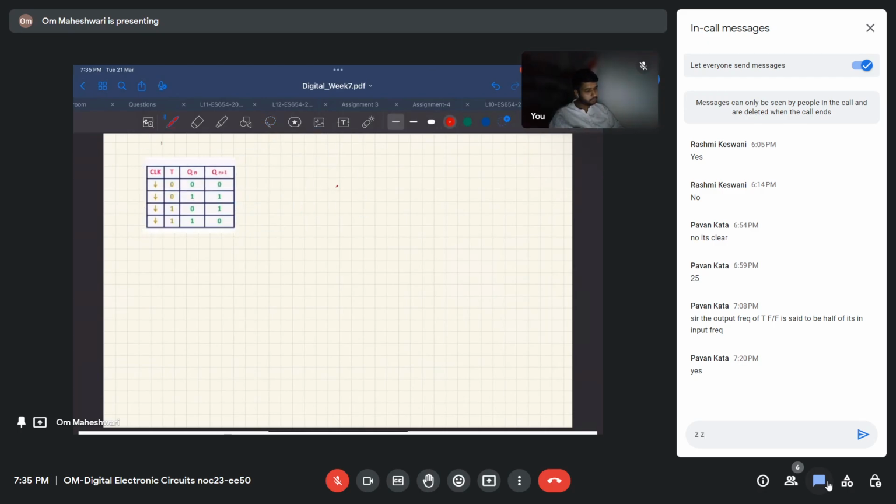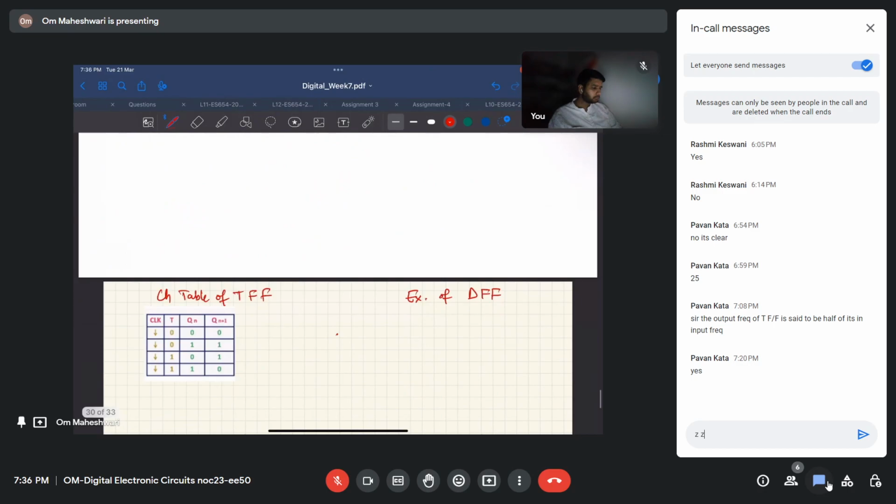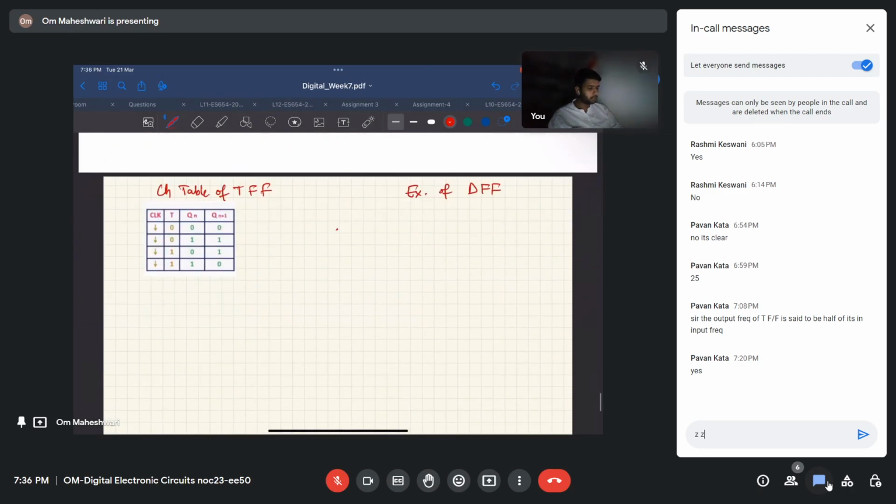This is the characteristic table of T flip-flop. We also need the excitation table of D flip-flop. In the excitation table, what we have is Qn, Qn plus 1, and D: 0, 0, 0, 1, 1, 0, 1, 1. I just remember it: Qn plus 1 is D, is the answer. 0, 0, 1, 0, 1. We will get that.